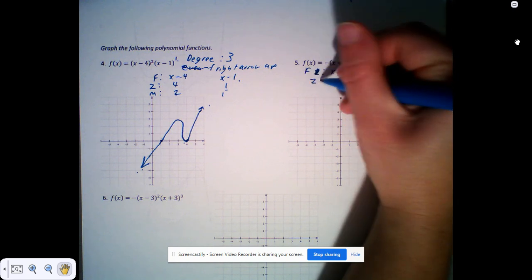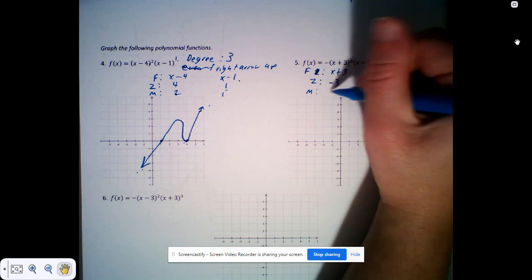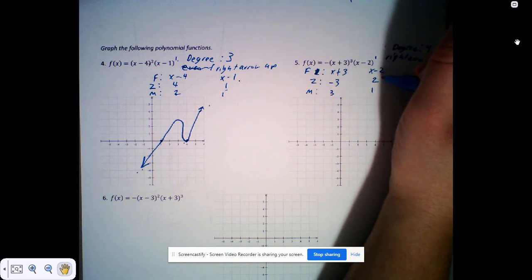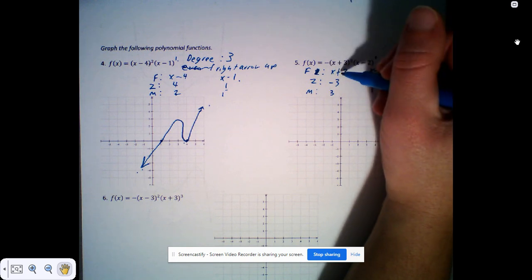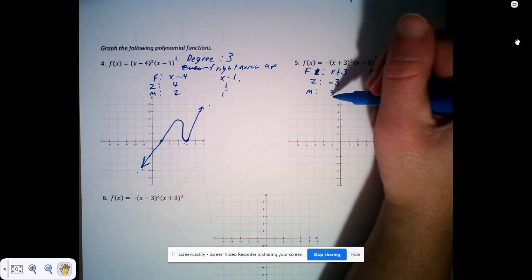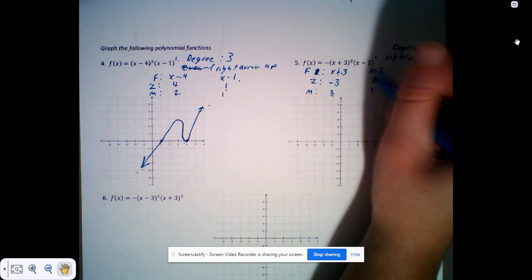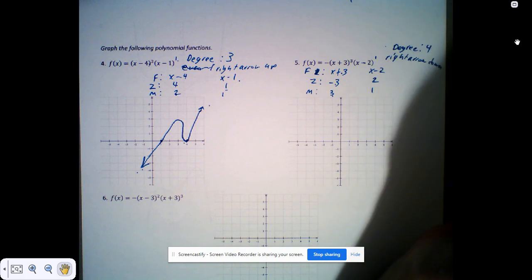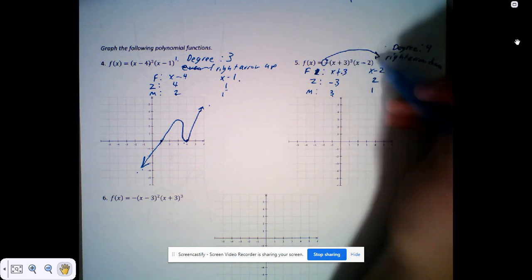My zeros are negative 3 and positive 2, and my multiplicity is 3 and 1. Again, these all come from the same parentheses or group. So x plus 3, minus 3. X minus 2, 2 is the 0, and then 1 is the exponent. So my right arrow goes down because of this negative here. That's what that told me.